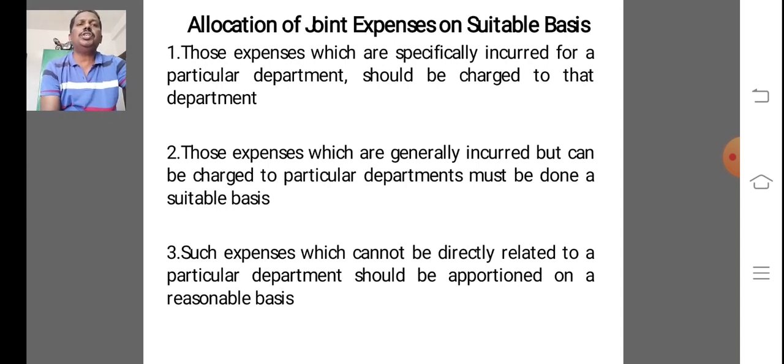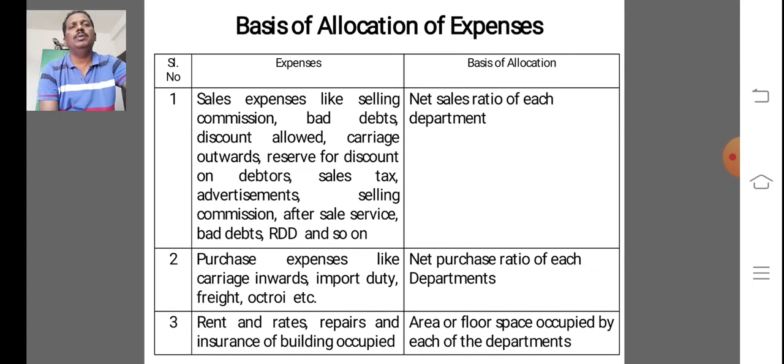So, allocation of joint expenses on a suitable basis. Those expenses which are specifically incurred for a particular department should be charged to that department. Those expenses which are generally incurred but can be charged to a particular department must be done on a suitable basis. Such expenses which cannot be directly related to a particular department should be apportioned on a reasonable basis.